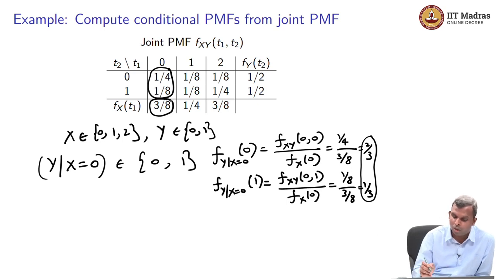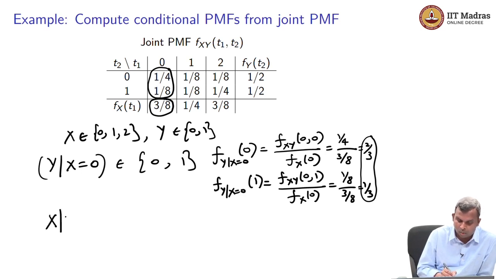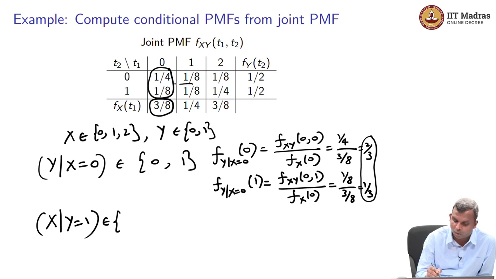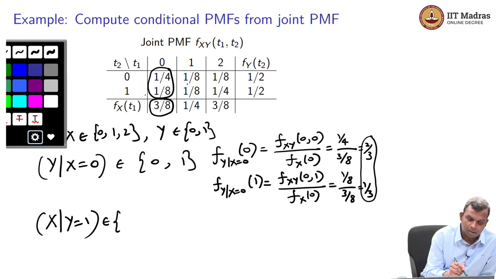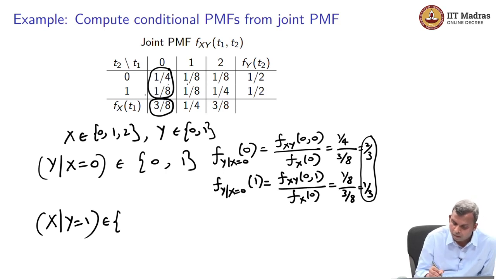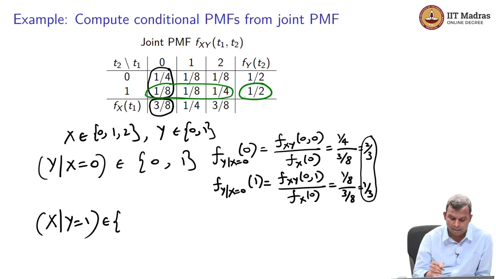So now if you want to look at the conditional PMF of x given y equals 1, once y is 1, you look at this row. Let me pick another color, this dark green. So this is y equals 1 for you, and this is the probability that y equals 1. You divide this by this, you're going to get the distribution here, right?